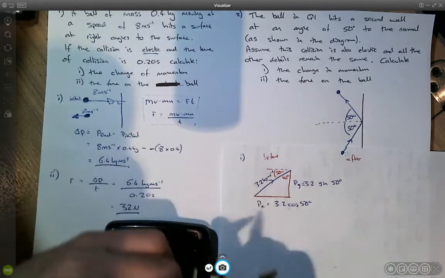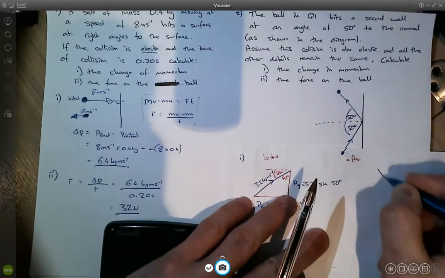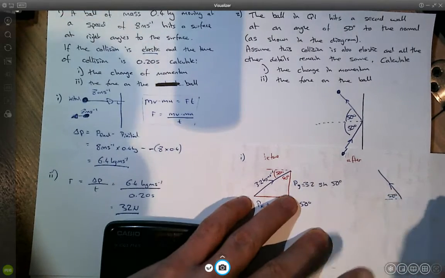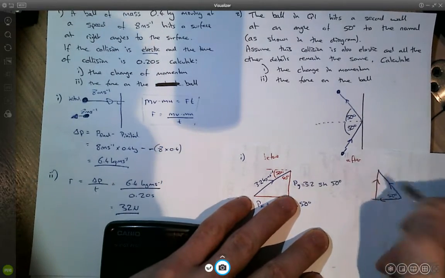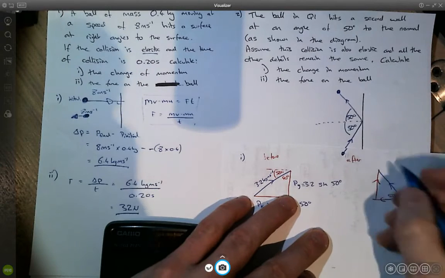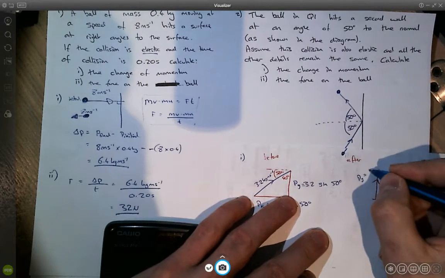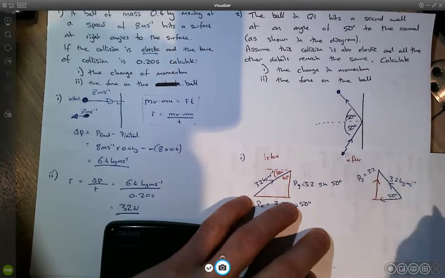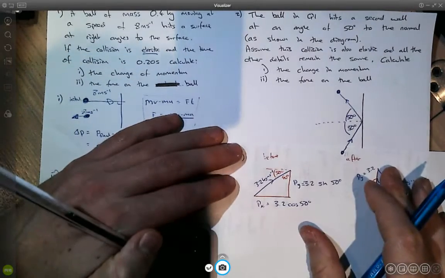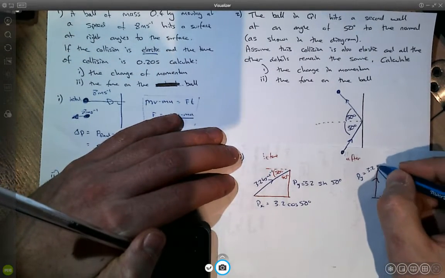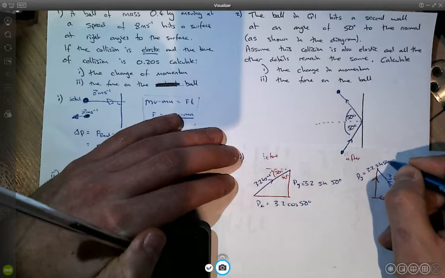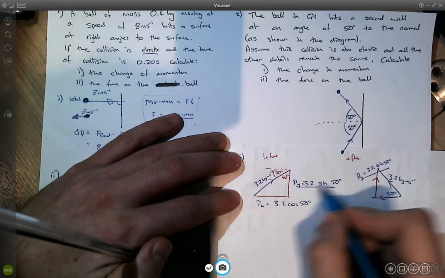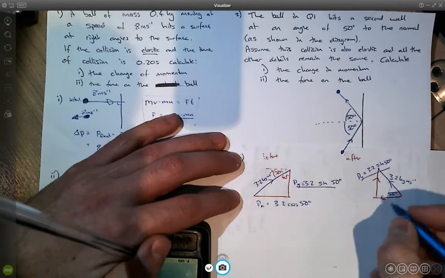And then after, what is happening? Well, it's going in this direction here, with this being the 50 degrees. So what's the x component and what's the y component? So the y component is 3.2, because the magnitude of the momentum hasn't changed. So 3.2 sine 50 degrees. So now you can see why I used 50 here, just so it's really obvious that the y momentum has not changed.